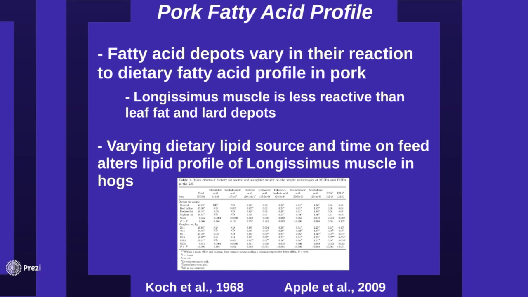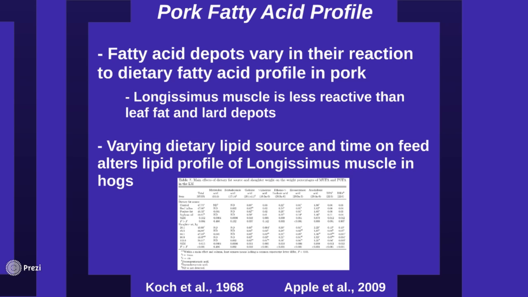Non-ruminants first, though. So specifically in pork, but also in chicken, fatty acid depots vary in their reaction to dietary fatty acid profile in pork, but they are going to resemble the dietary fatty acids consumed. Now, the longissimus muscle, that pork loin, the pork chops, that's going to be less reactive than other depots, such as the leaf fat, which is going to be in that visceral area and in the perirenal, as well as lard, which is sub-Q. Both of those are going to more readily absorb dietary lipids. And because of this, they're going to show a greater impact of dietary lipid profile.